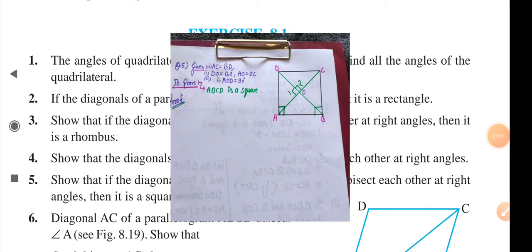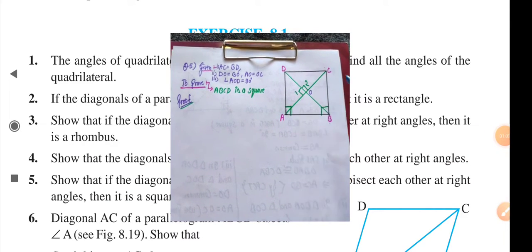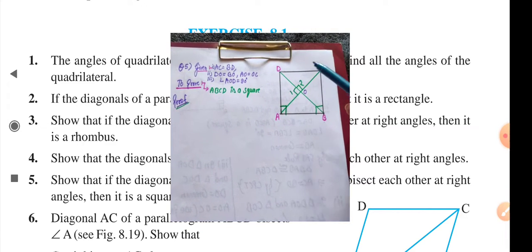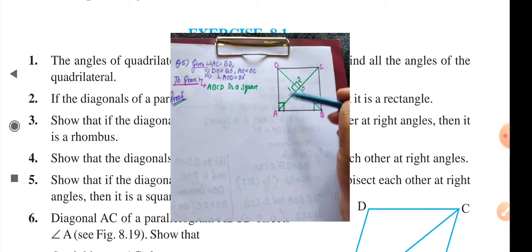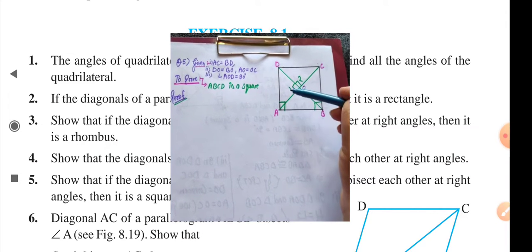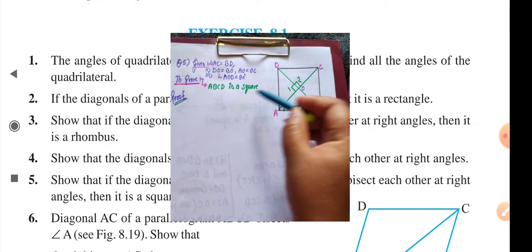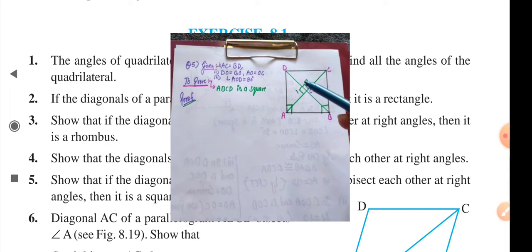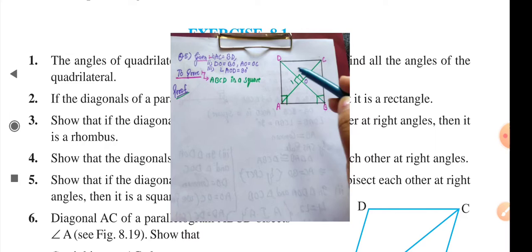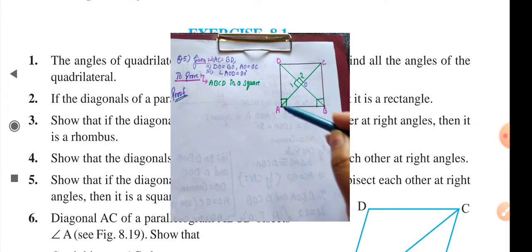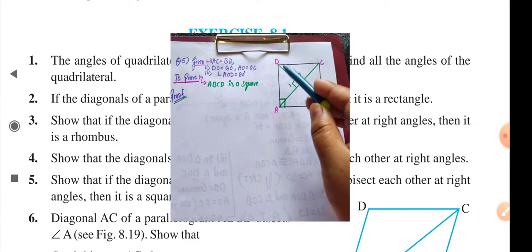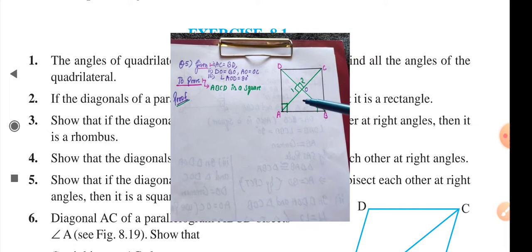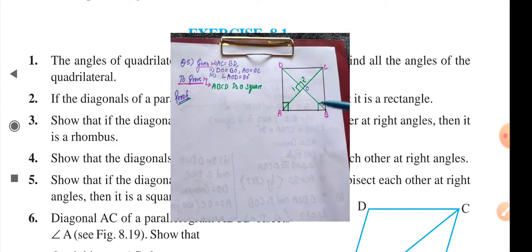I have made the figure for you. In this question, it is not given as a square, but the diagonals are equal and bisect each other at right angle, so it is a square. For proving this figure as a square, you have to prove the properties of a square, like all the sides are equal and each angle is 90 degrees. That means angle DAB or CBA is equal to 90 degrees. So first we have to prove all the sides are equal.